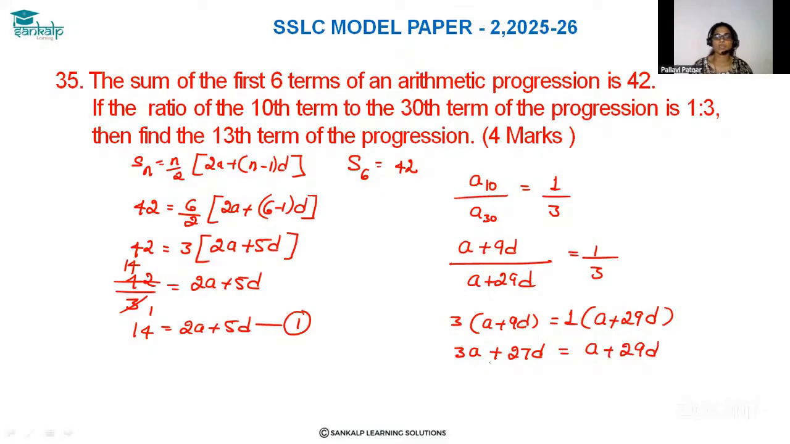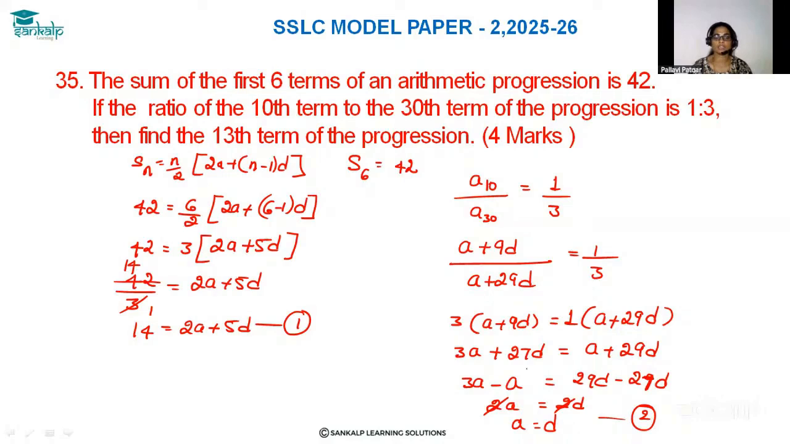So 3 into a is 3a plus 27d is equal to a plus 29d. Separating like terms, 3a minus a is equal to 29d minus 27d. So 3a minus a is 2a is equal to 29d minus 27d, which is 2d. 2 cancels, so a is equal to d. Take this as equation 2. So a is equal to d, meaning whatever a is, d is the same. Now let us substitute a equal to d, or d equal to a, in equation 1.